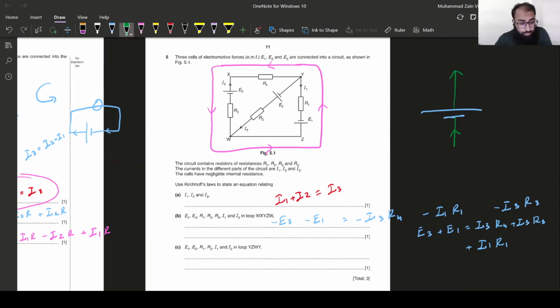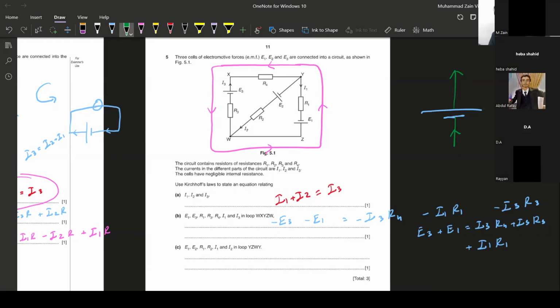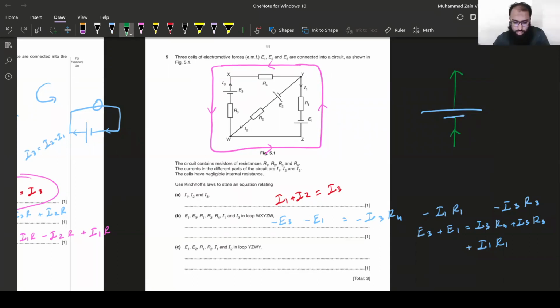Oh, so the sign convention must be for current, not for the EMF? The sign convention must be for EMF or current, both. Like for instance, I'm taking clockwise as positive and anti-clockwise as negative. So must it differ or not? I'm taking the anti-clockwise loop as positive and clockwise as negative. So that's why I got confused.